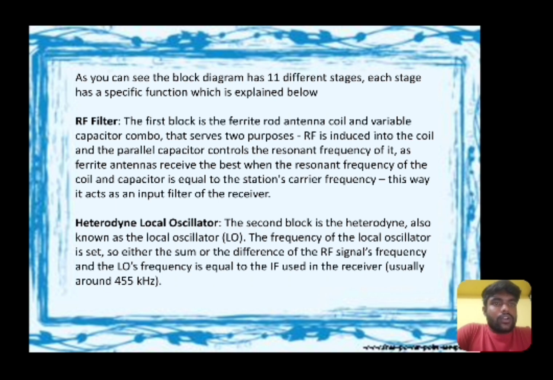Next, the heterodyne local oscillator. The second block is the heterodyne, also known as the local oscillator. The frequency of the local oscillator is set so that either the sum or the difference of the RF signal frequency and the local oscillator frequency is equal to the intermediate frequency used in the receiver. Usually it is around 455 kilohertz.